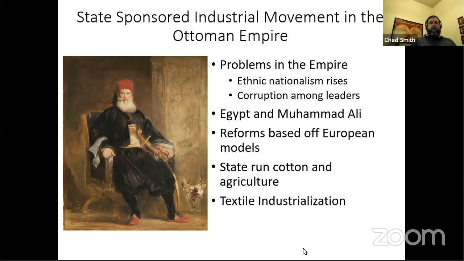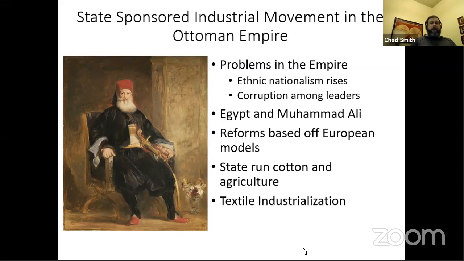One problem for the Ottoman Empire came in Egypt, and a rising nationalist leader named Muhammad Ali. In Egypt, Muhammad Ali became essentially the governor of Egypt and was ordained or supported by the Sultan, but primarily because the Sultan had no choice because of the power of the army that Muhammad Ali had developed. He began to reform Egypt, based off of European models, particularly models from the state of France.